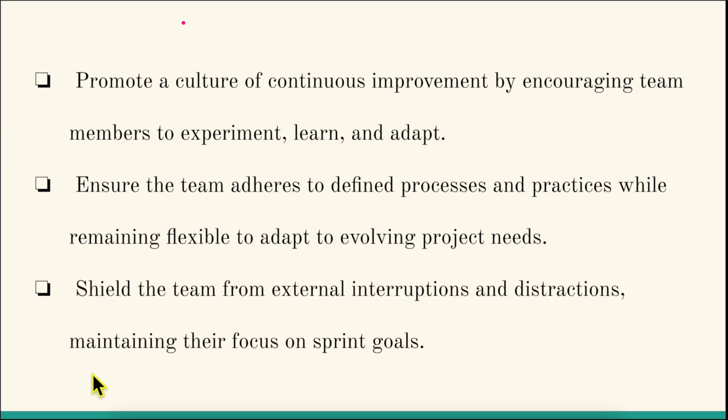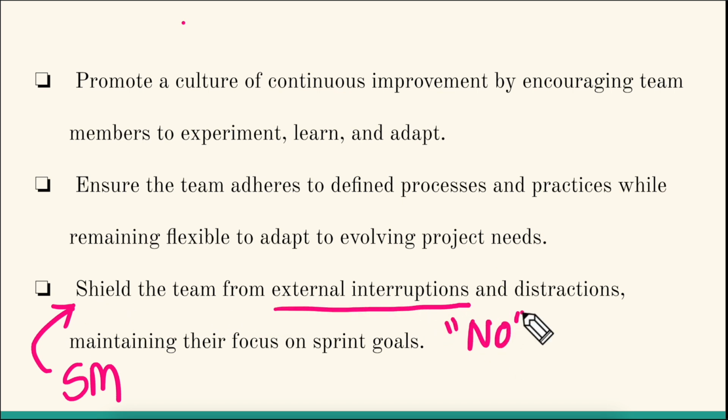The next step is, as a Scrum Master, the company is expecting you to shield the team from the external disturbances. So as a Scrum Master, you should have the courage to say no and also protect the team and help the team members to focus on the sprint goal.